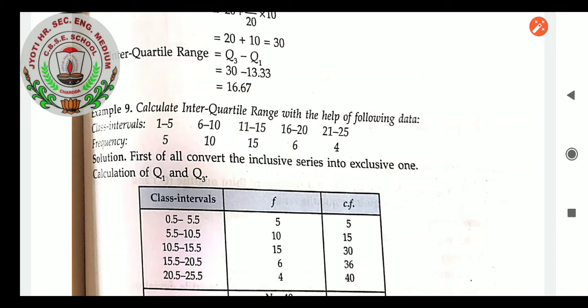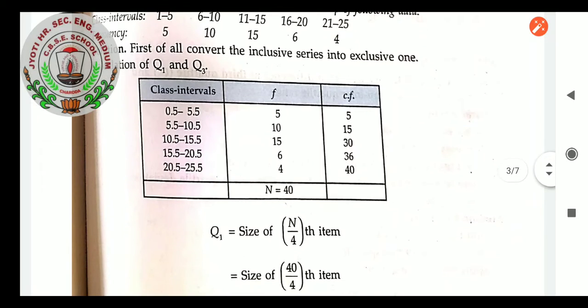As we can see, the class intervals are already given. Why does it have to be converted? In the series you can see 1 to 5; the upper limit of one class and the lower limit of the next class are not the same. So first of all we convert the inclusive series into an exclusive series. We did the conversion here. Now in this series, after conversion, we take CF from F in the same way. So here CF has been taken out from F.